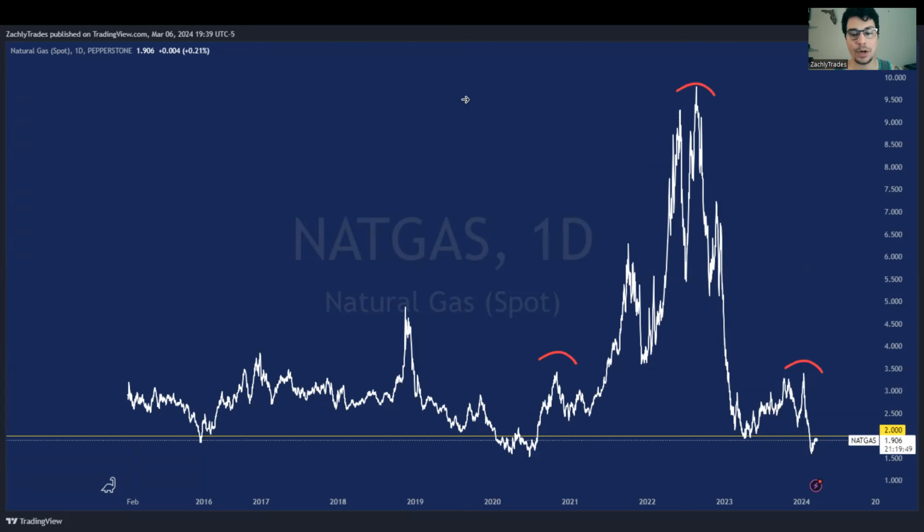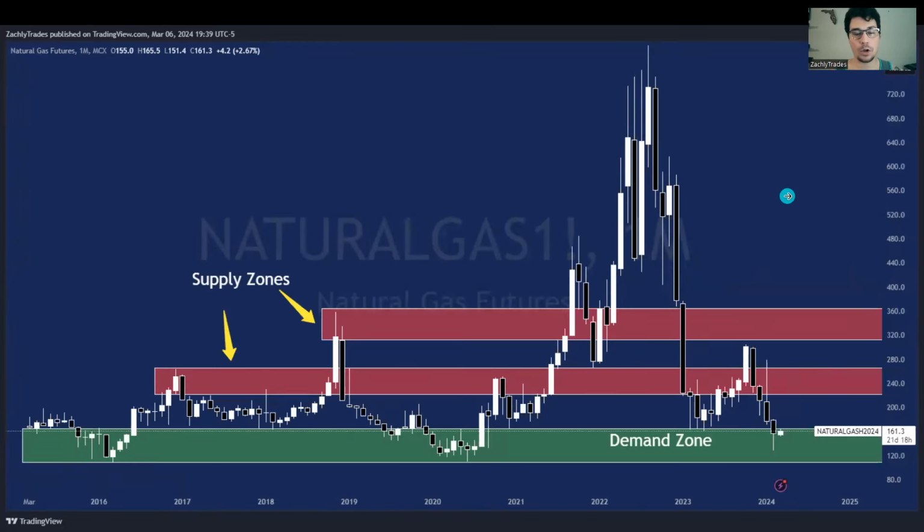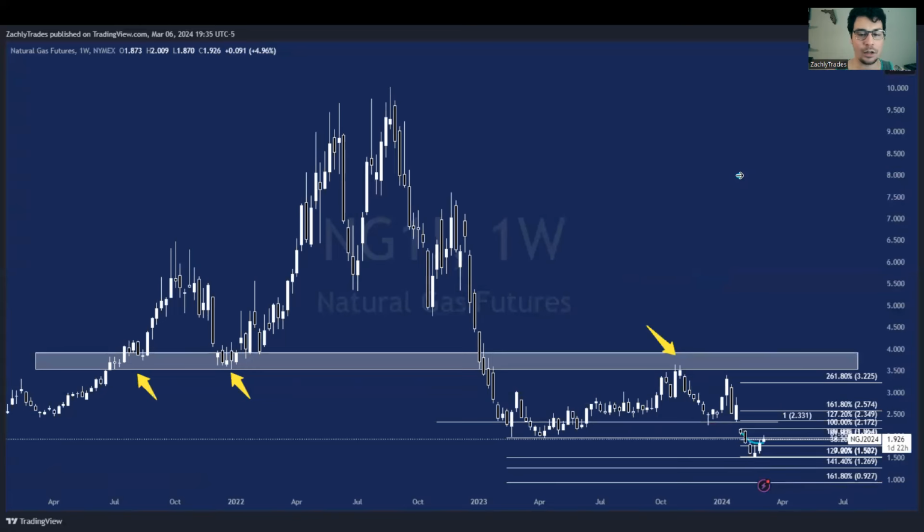Now, this is the spot price natural gas chart, and anytime that it's gone under $2, that is when you want to start paying attention to natural gas. Now, we'll break that down in further detail today. We'll also go over a nice macro monthly chart, okay? So you guys can understand the monthly supply and demand zones when it comes to natural gas. Then we'll take a look at the natural gas futures on a weekly time frame.